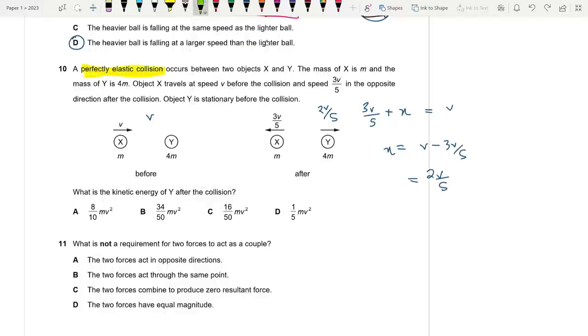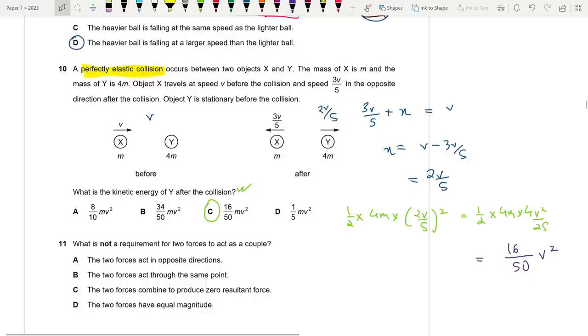Now let's find out the kinetic energy of y after the collision, which is half into mass 4m times 2v by 5 whole square, which is half into 4m into 4v square by 25. So 4 into 4 by 2 by 25, which is 8 by 25 v square. This is the same answer if you multiply it by 2; they just didn't simplify it. So it's basically 16 divided by 25 times 2, which is 50, 16 by 50 v square. That is the answer, 10C.